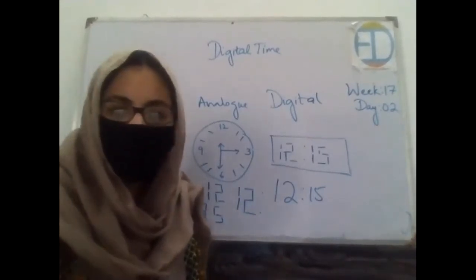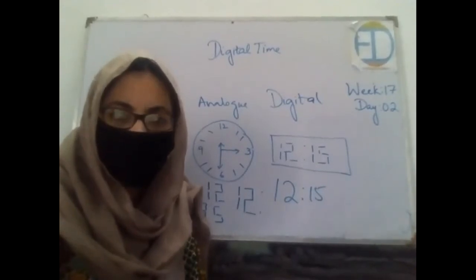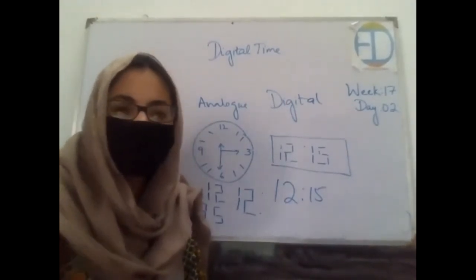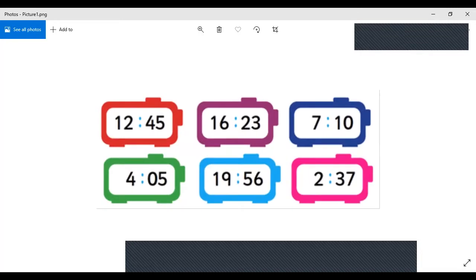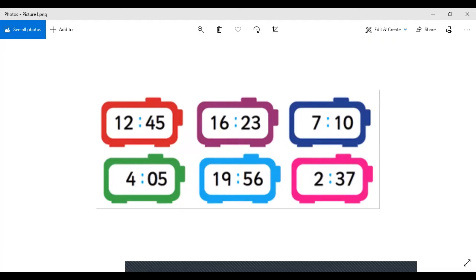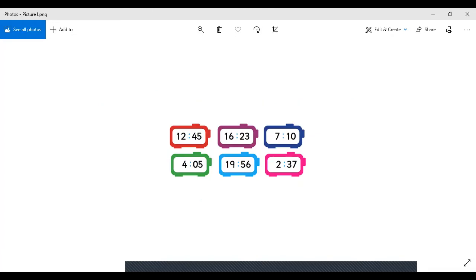So moving forward, let me show you some pictures of how digital clocks look. I'm going to share the screen with you. There are a few pictures that I have taken. Okay, see, this basically represents how the digits look. Let's say 12:45, 16:23, 7:10, but they have not written them in the special way I told you about, so they have not adopted that. Let me show you the other pictures.